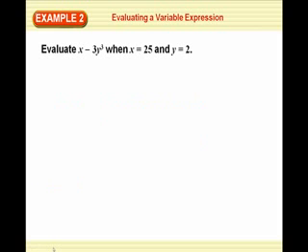So example number 2, it says evaluate x minus 3y to the third when x is 25 and y is 2. So evaluate means find the answer. So for x, I'm going to put a 25 minus 3, and then y to the third, and I'm going to put parentheses because it's 3 times y to the third. Now the only thing I'm taking to the third power is the 2. I'm not taking the 3 to the third power. It is not attached to the third power. The only thing is the y.